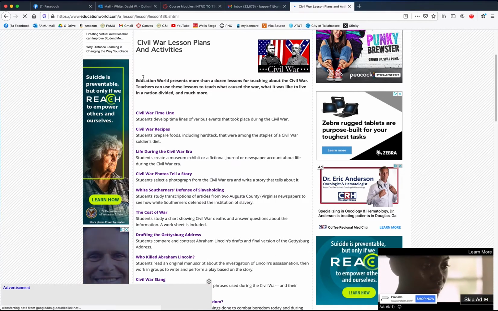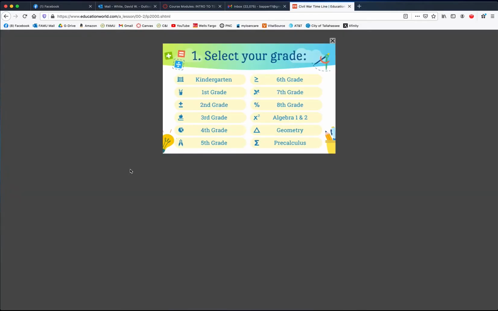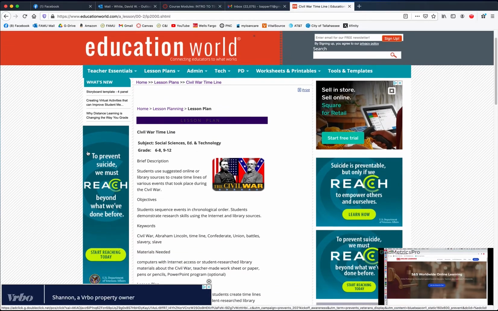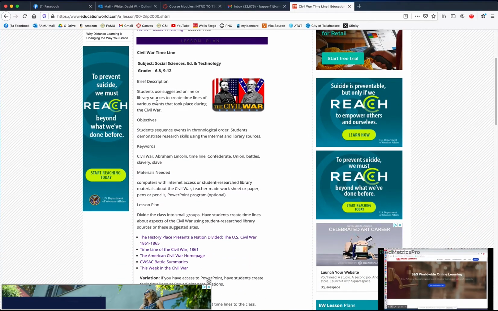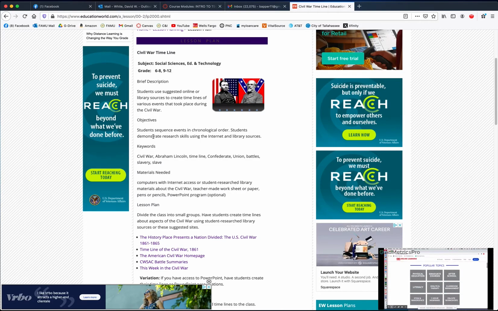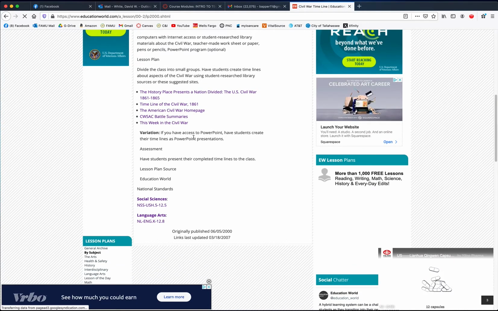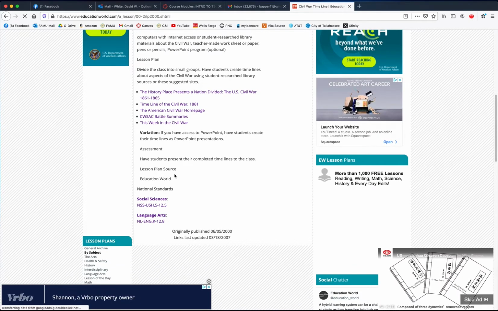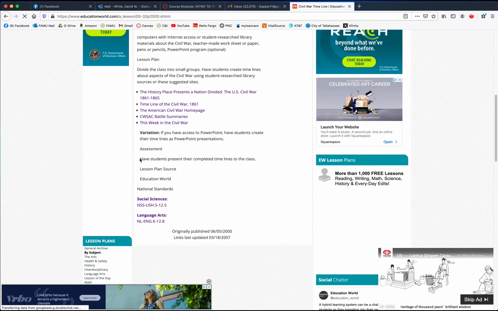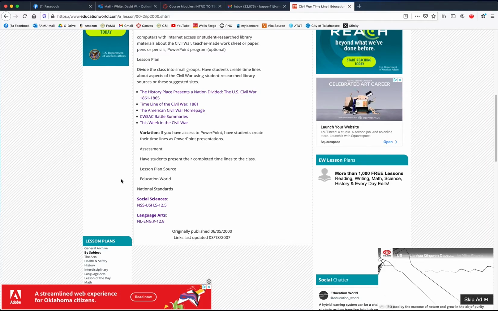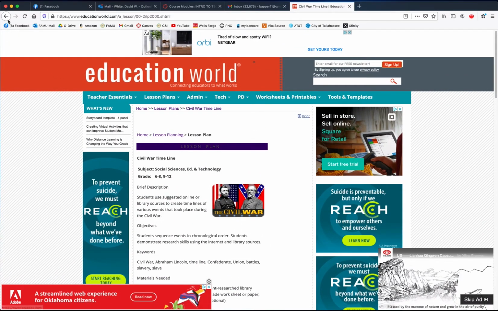I know Educational World usually has a lot of pop-ups, that's for sure. Sometimes they want you to do things. So it has an objective here: students sequence events. Students demonstrate research skills. Those are good objectives. Materials needed. This is kind of bush league, because for assessment, have students present their completed timelines to the class. It's kind of bush league, so I probably would stay away from this one.